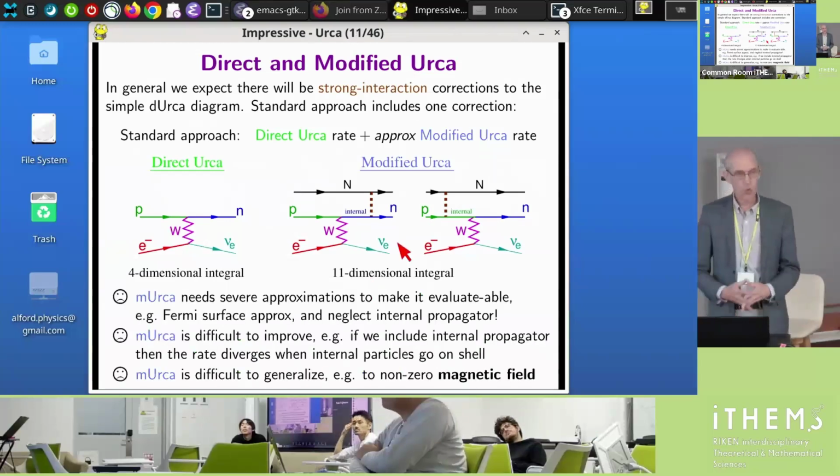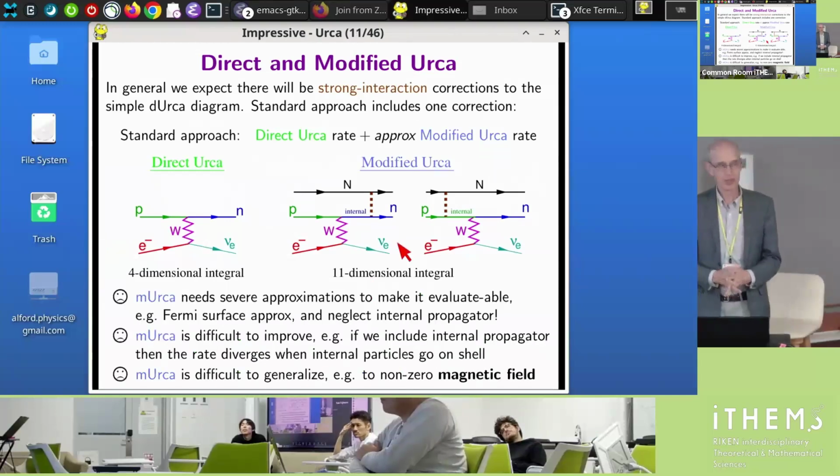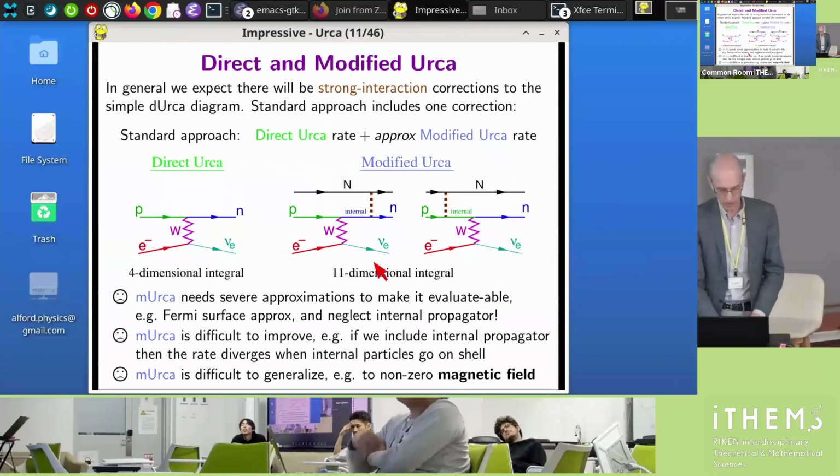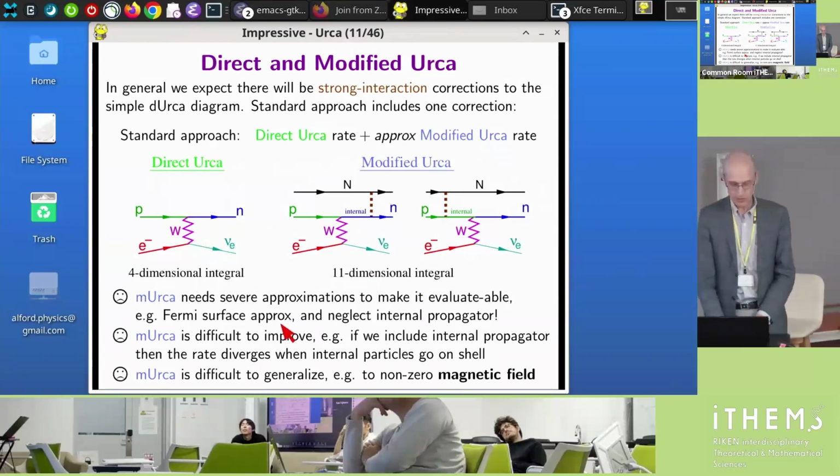Now, why is modified Urca maybe not so good? Well, one thing is that you need to do the Fermi surface approximation, and the standard way of evaluating is, you notice we had this internal line here. Unlike direct Urca, where all the lines are external, it's just a pure interaction here. In modified Urca, when this proton turns into a neutron, at first it's an internal neutron until it does its strong interaction with a spectator, and then it becomes the final state neutron. So there's an internal neutron line in this diagram, there's an internal proton line in this diagram.